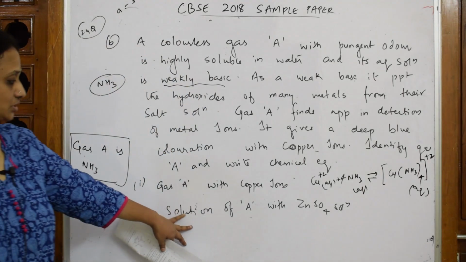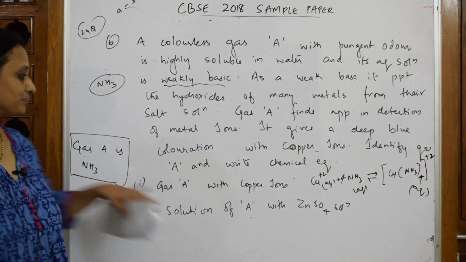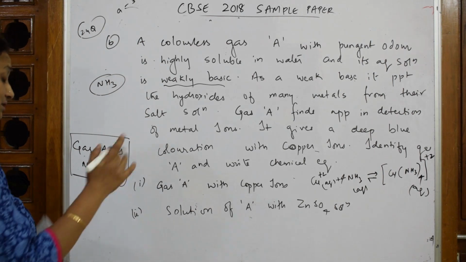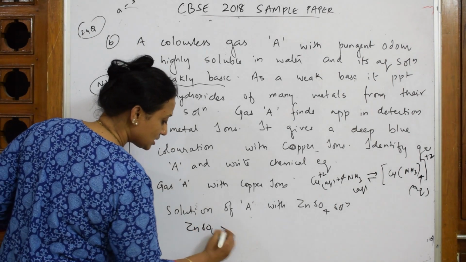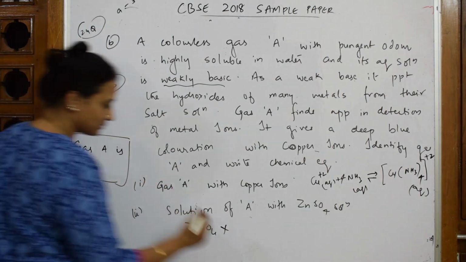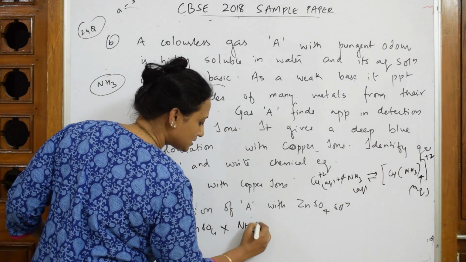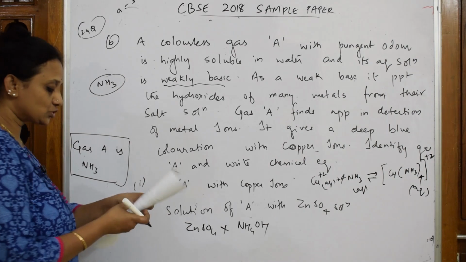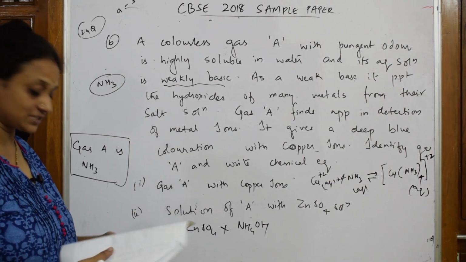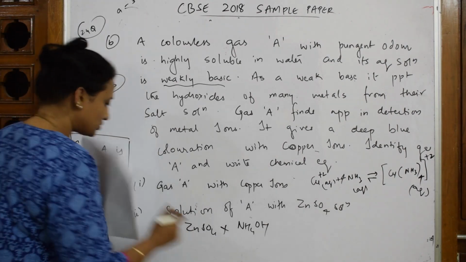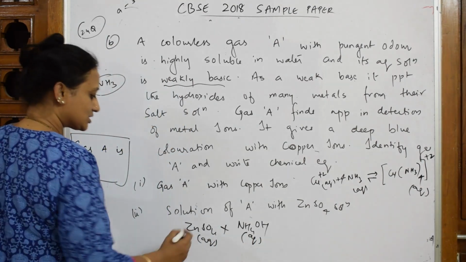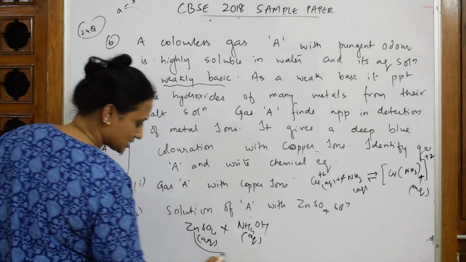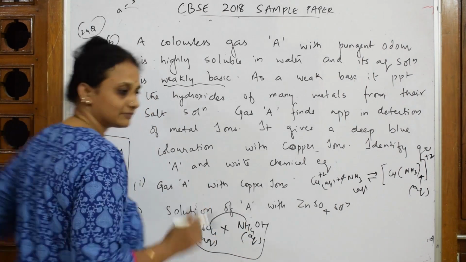Then they said solution A, the solution A with zinc sulfate. I need to combine solution A, zinc sulfate, plus a solution of nothing but ammonium hydroxide. So when these two combine, now you need to write the physical state. This is also aqueous solution, this is also aqueous solution, both are aqueous. What is the reaction I get? Double displacement reaction, zinc hydroxide and ammonium sulfate you get.